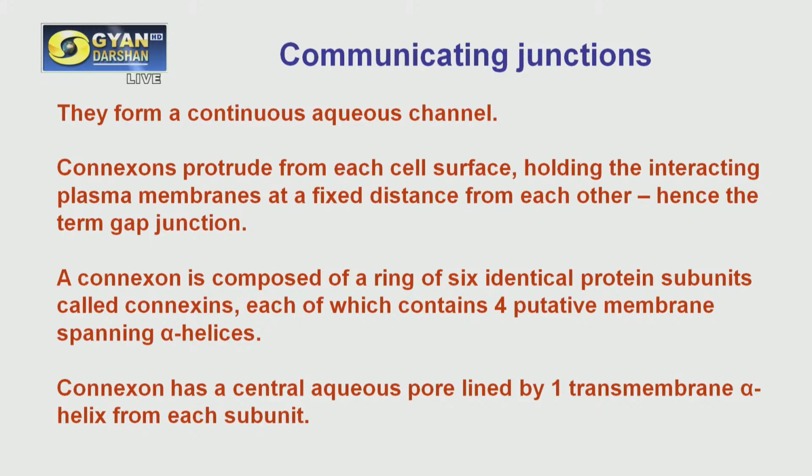Now, they form a continuous aqueous channel. They protrude from each cell surface holding the interacting plasma membranes. It is composed of 6 identical protein subunits called connexin, or it may not be identical also, as we have seen in the diagram. Connexin has a central aqueous pore lined by one transmembrane alpha helix from each subunit. So you all know that proteins have different conformations, alpha helix, beta sheet. So basically these are channel proteins.